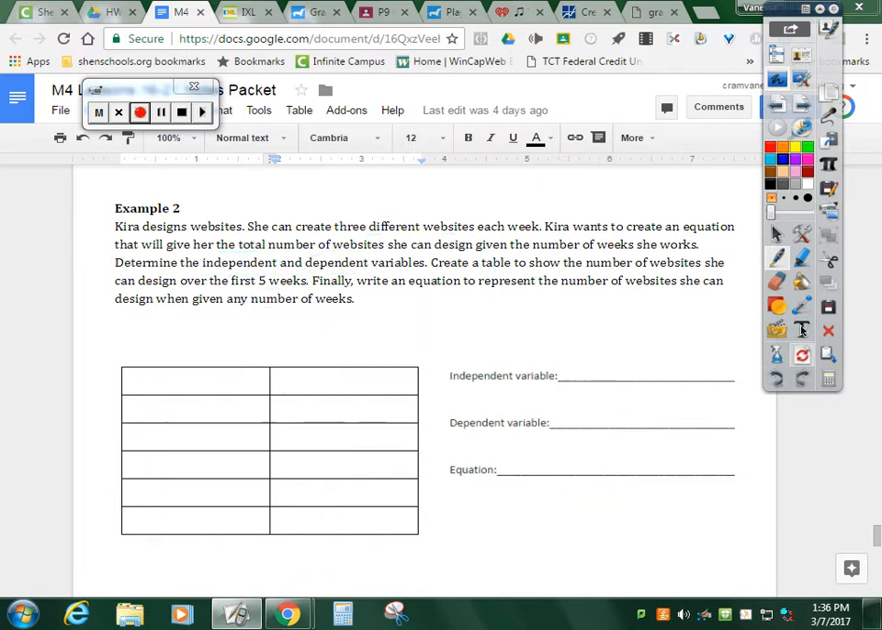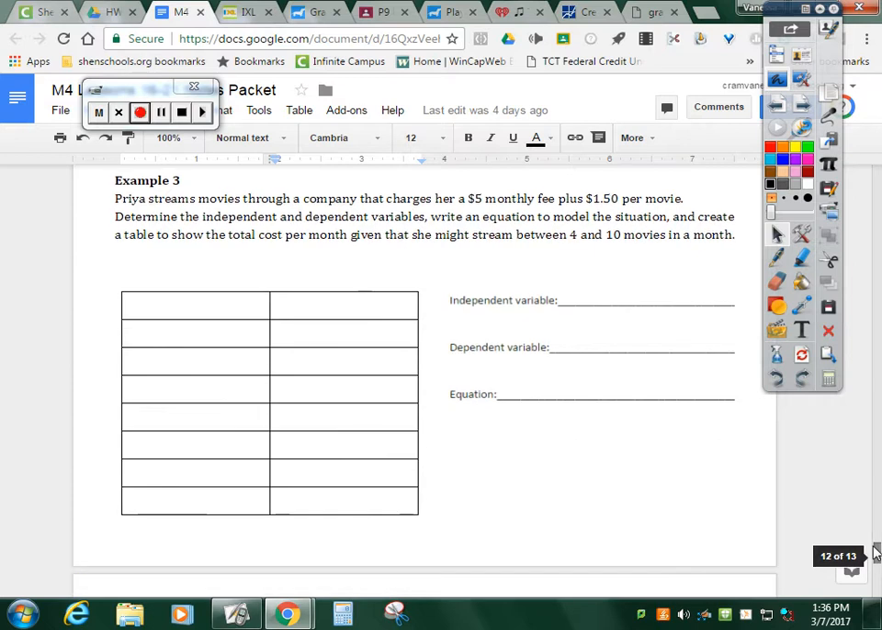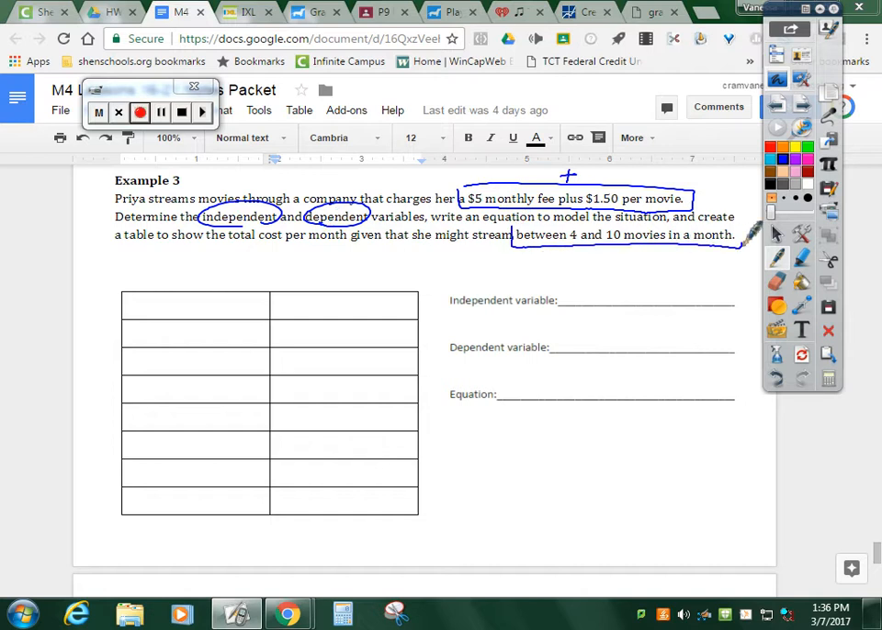Example 3 is what I feel as the most important kind of word problem. Very difficult. There's 2 steps involved in it. Priya streams movies through a company that charges her a $5 monthly fee plus $1.50 per movie. Okay. Determine the independent variables. Write an equation to model the situation and create a table to show the total cost per month given that she might stream between 4 and 10 movies in a month.